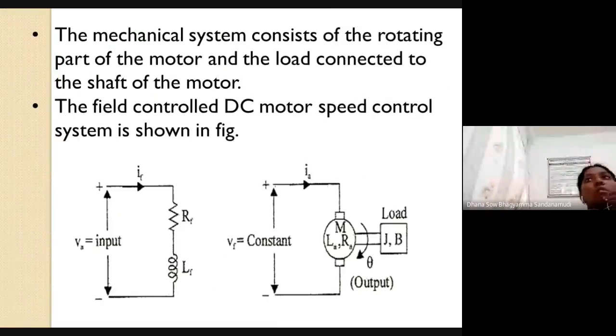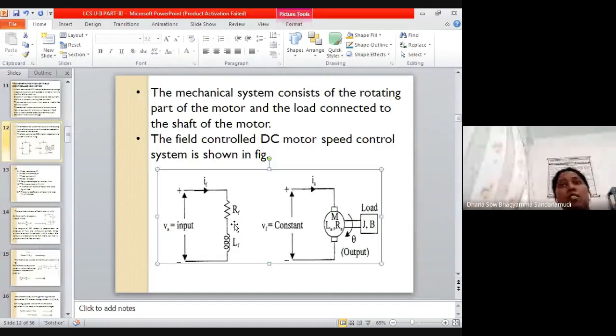The mechanical system consists of the rotating parts. A load is connected to the shaft of the motor. I have just copied and pasted this here.